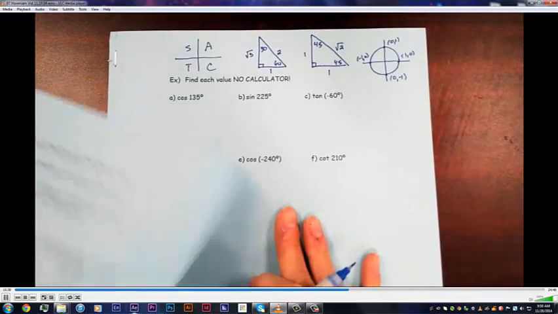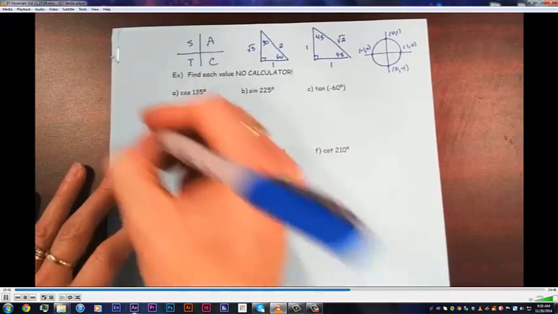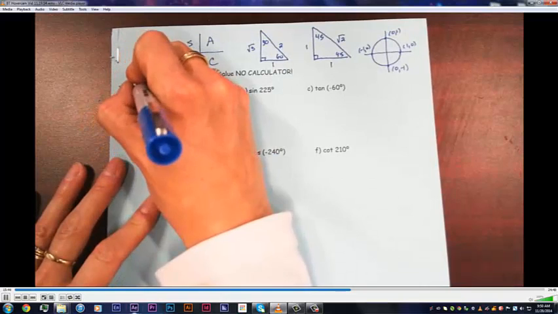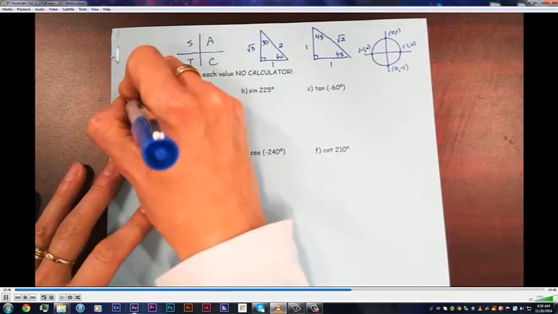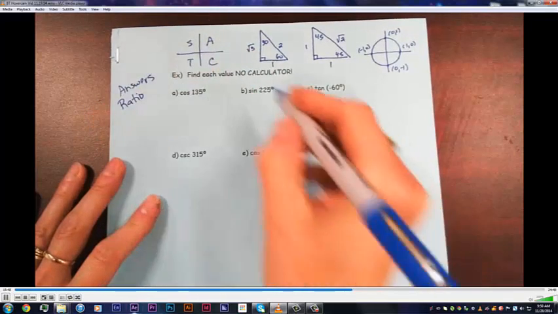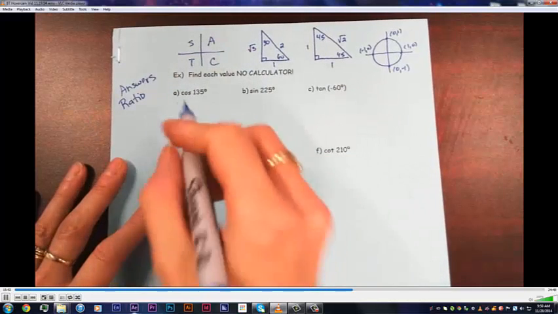Okay, so I've got the most important stuff on the top of my paper, so now I don't have to keep flipping around. Okay, answers are going to be ratios. Okay, and we're doing all of this without a calculator.